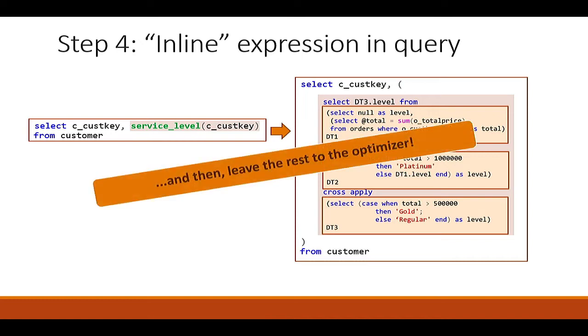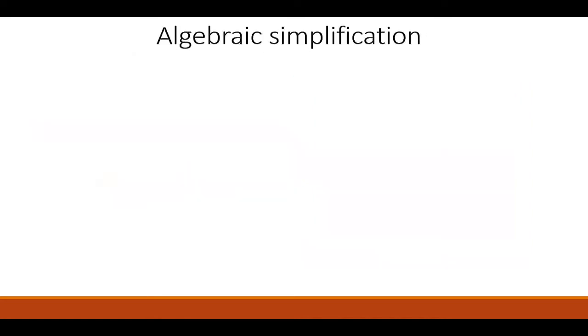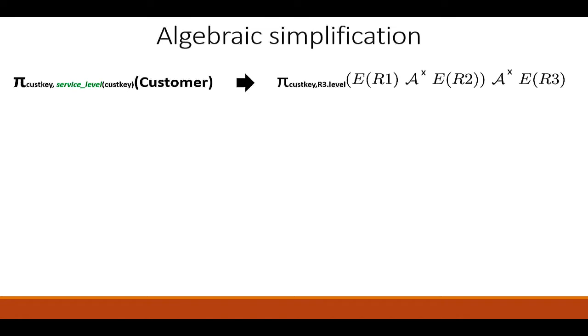And then we just leave it to the optimizer to take care of it. So what does the optimizer do? Here is a small glimpse of what happens. If we give a relational expression like this, we have now transformed this function call into the expression that I came up with.